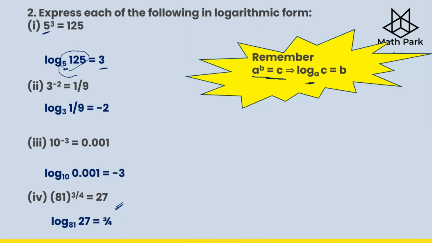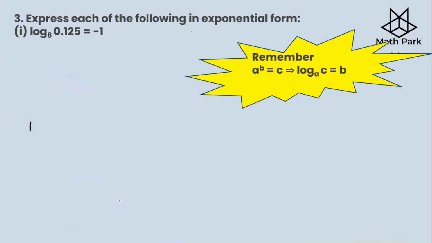Moving to the next question. Express each of the following in the exponential form. Now we expressed in the logarithmic form. Given the log form, we will be writing it in exponential form. So we have a raised to b equals c. The log of c to base a is equal to b. Then a raised to b equals c. This is what we are going to do here.